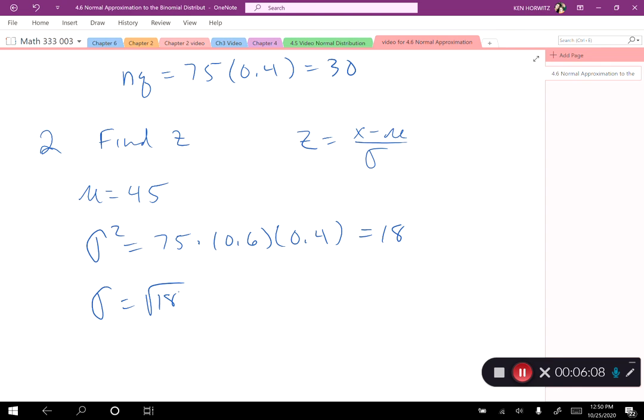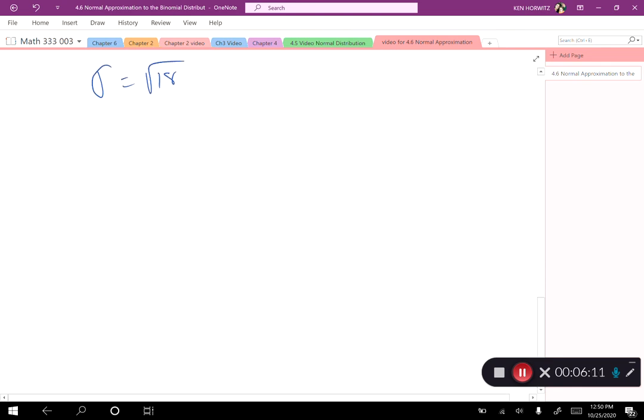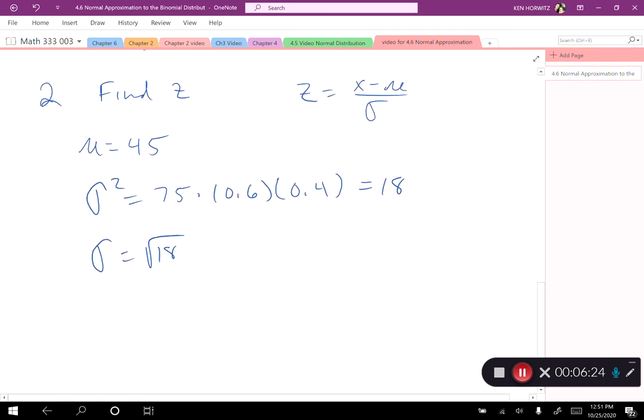So the next thing I want to do is take a look at my graph. Actually, we said we're going to find z, so let's find z. So z equals our x, which is 52, minus 45 over the square root of 18, which equals 1.645.